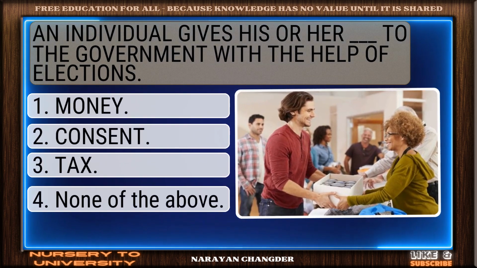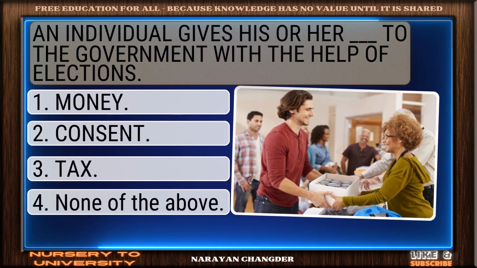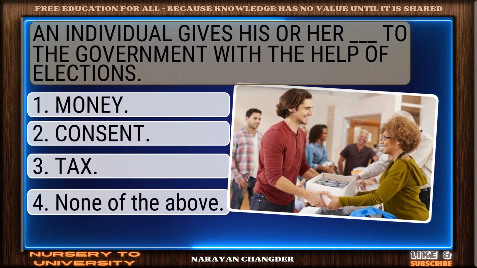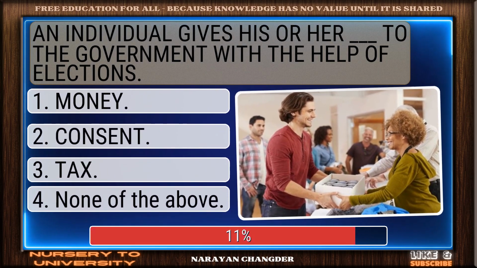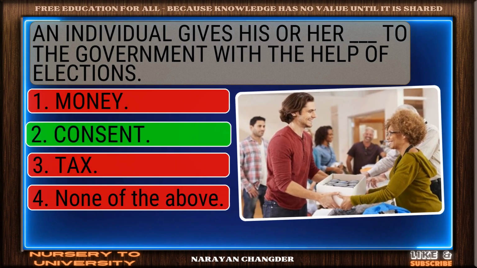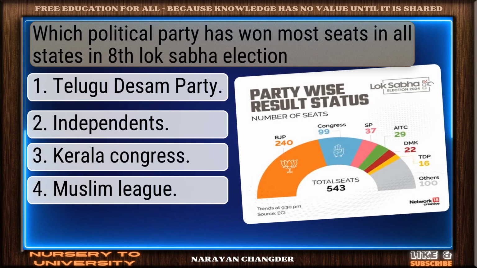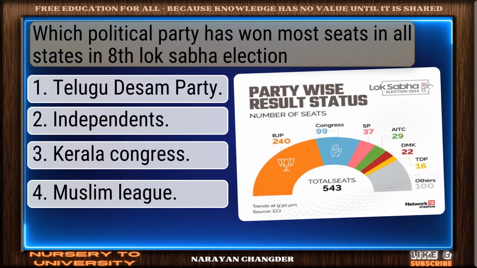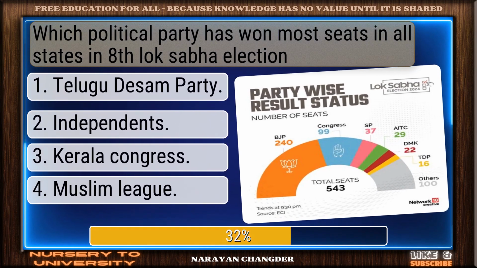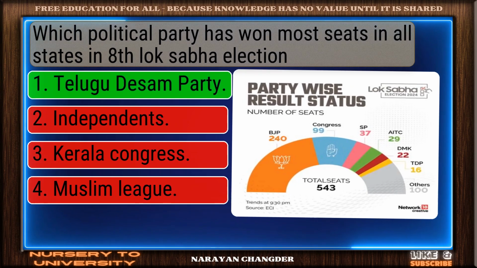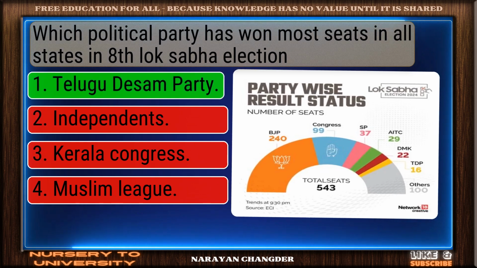Question number 41. An individual gives his or her dash to the government with the help of elections. Well done. Consent is the right choice. Question number 42. Which political party has won the most seats in all states in the 8th Lok Sabha election? Sharp thinking. Telugu Desam Party is the right choice.